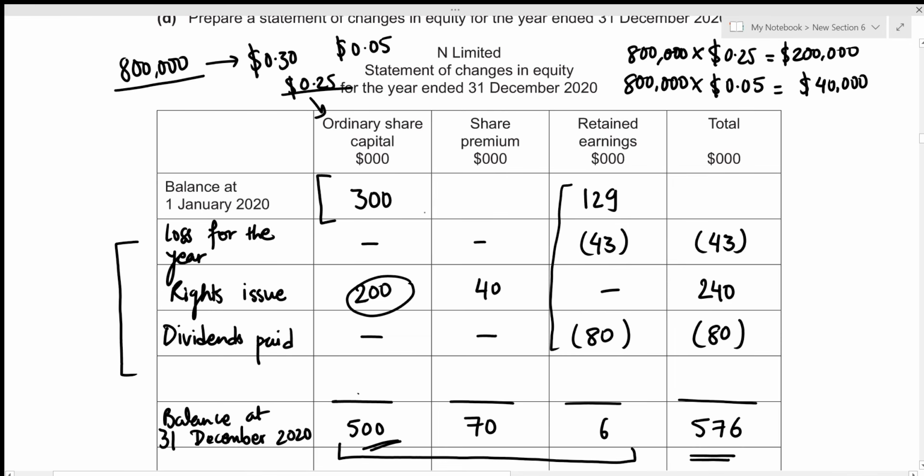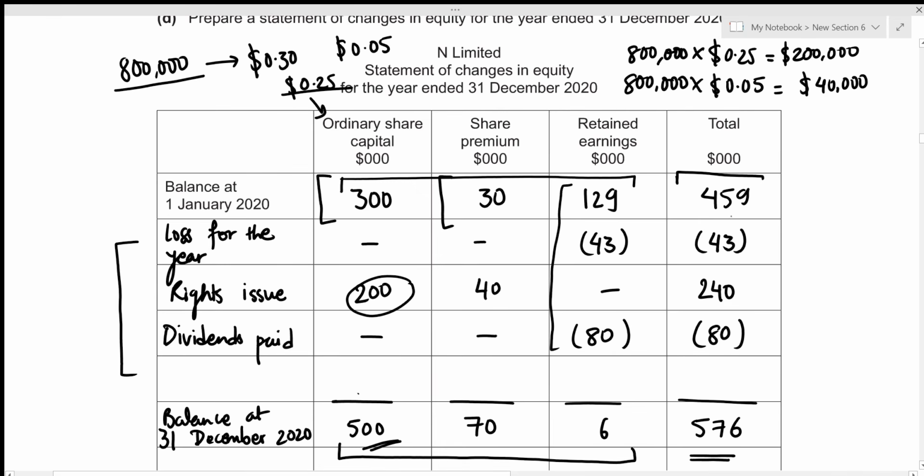We can repeat the same process for the share premium as well. We can subtract 40 from the final balance of 70. So that results in the balance at 1st January 2020 to be 30. Now, in order to figure out this total, we can just add up these three values. So that's going to be 300 plus 30 plus 129, which results in 459.